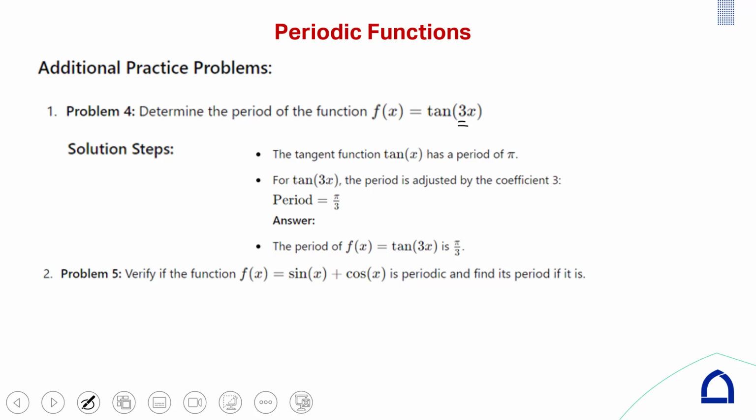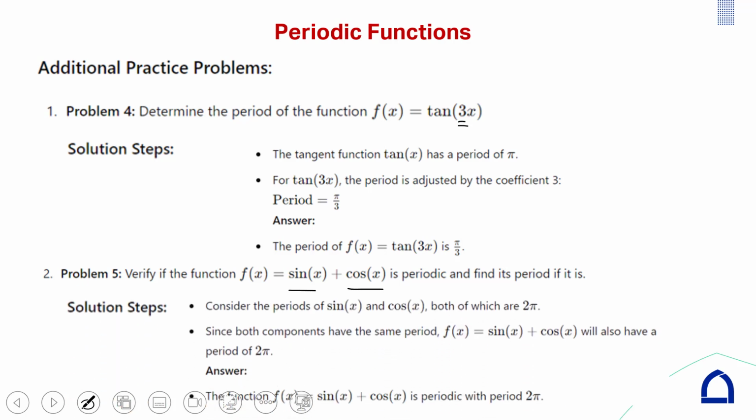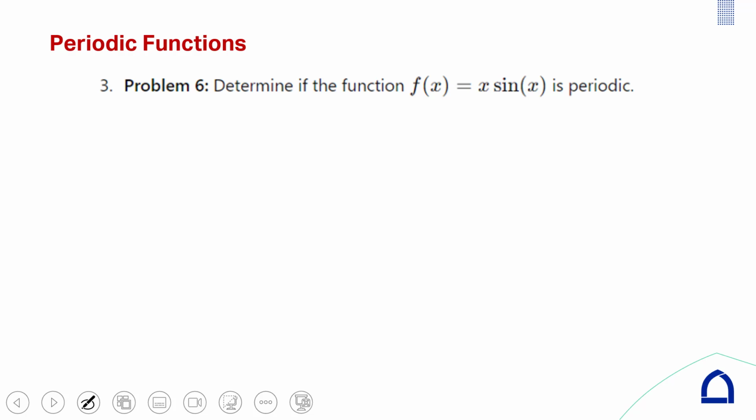If you have two functions, sine x and cosine x, this one has a period 2 pi and this one has 2 pi as a period, so no problem when you're adding these two, you will have the same period, which is 2 pi. Now, find the period of the function x times sine x. We know sine x has a period 2 pi, but x is not a periodic function. So when you multiply a periodic function with a non-periodic function, you will never have a periodic function.